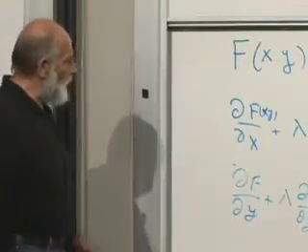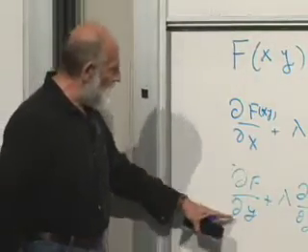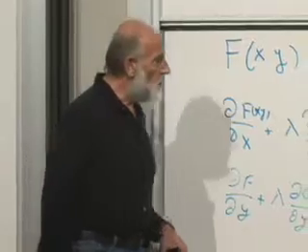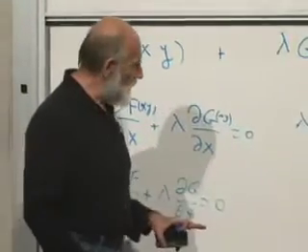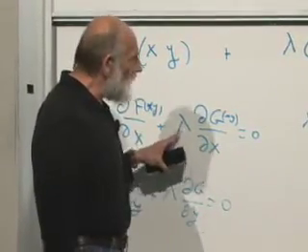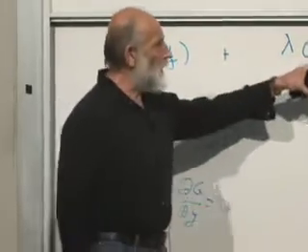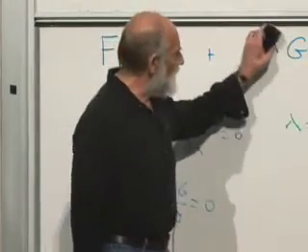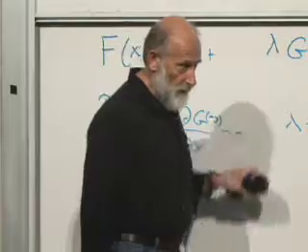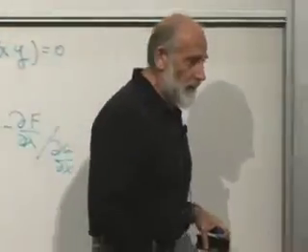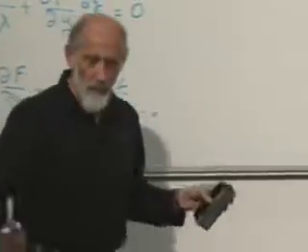You solve those two equations. They're two equations for two unknowns, x and y. But then, after you're finished, you choose lambda so that the constraint is actually satisfied, so that the constraint g equals 0 is satisfied. So I gave you an example. Make up your own examples.